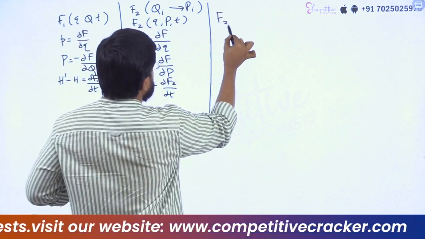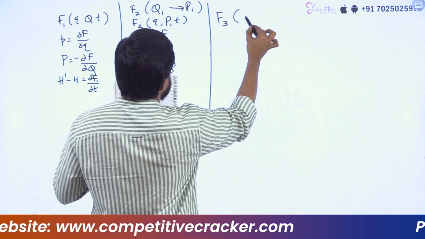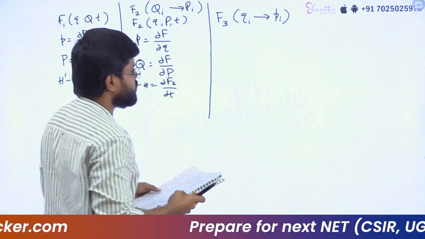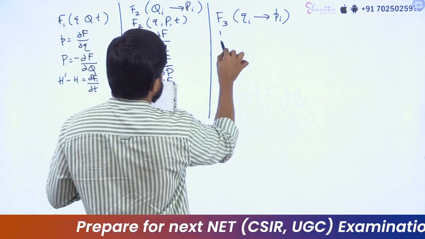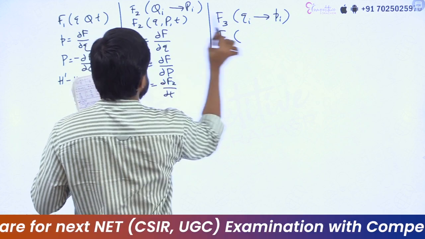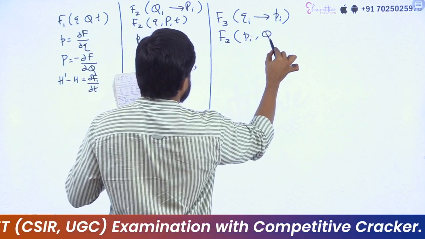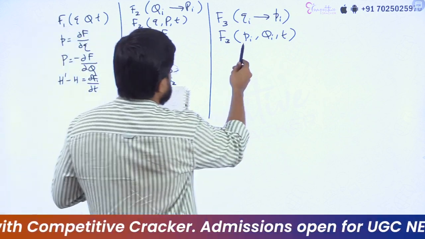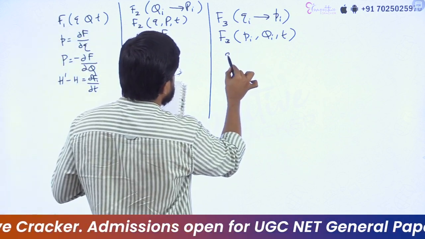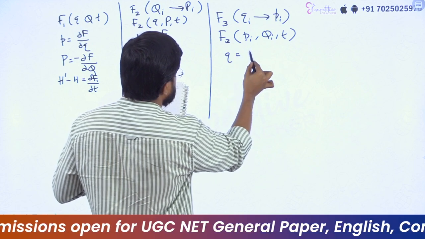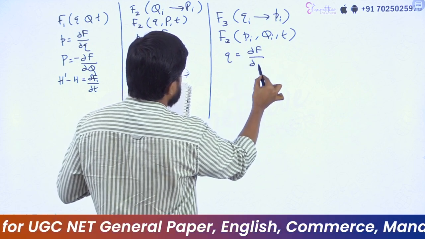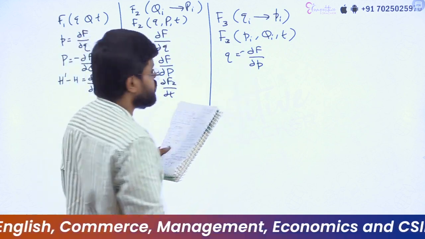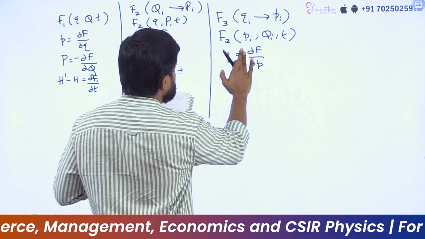The third case, F3, is where small q is exchanged with small p. So this F3 becomes p, Q, t. Small p is present. What is missing? Small q is missing. Missing is equal to ∂F by ∂present, with small q there, so it is a negative. Is it clear?